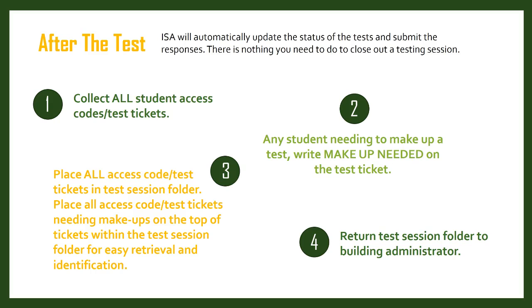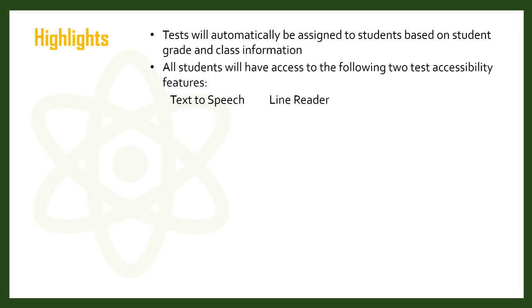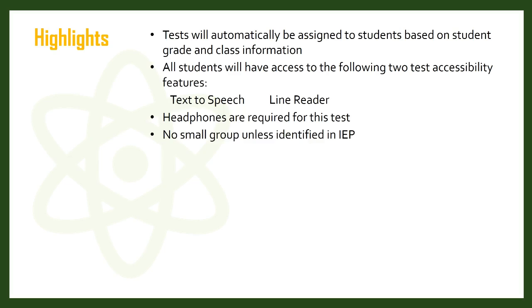Let's review some additional highlights about the ISA test. Tests will automatically be assigned to students based upon their grade and class information. All students will have access to text-to-speech and the line reader as an accessibility feature. Headphones are required for this test. Small groups should not be used unless identified in an IEP. The tests are approximately 1 hour, but they are not timed.